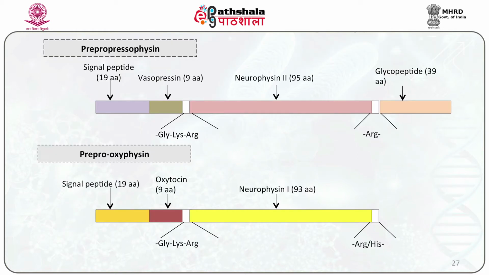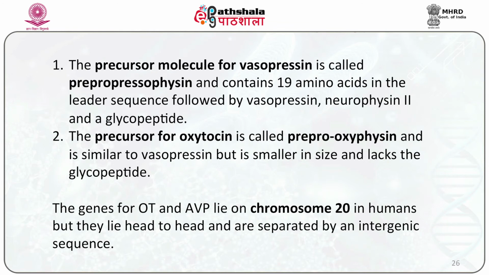The precursor molecule for vasopressin is called prepropressophysin and contains 19 amino acids in the leader sequence, which is followed by the vasopressin, neurophysin 2 and a glycopeptide. The precursor for oxytocin is called preprooxyphysin and is similar to vasopressin but is smaller in size and lacks the glycopeptide. The genes for OT and AVP lie on chromosome 20 in humans.